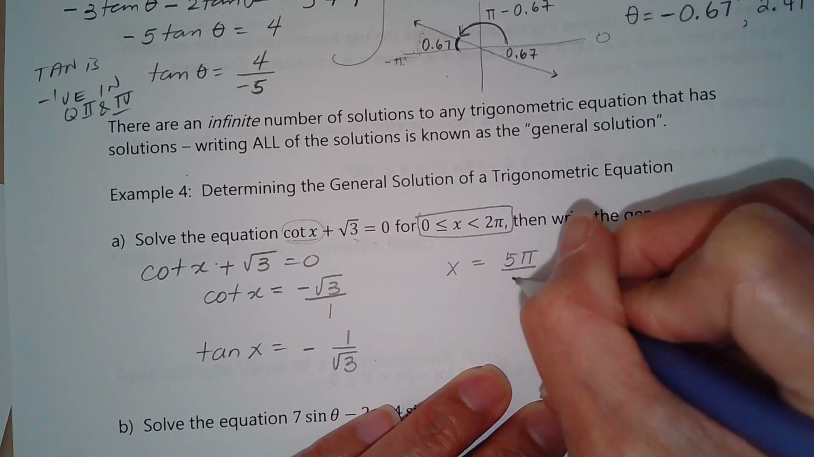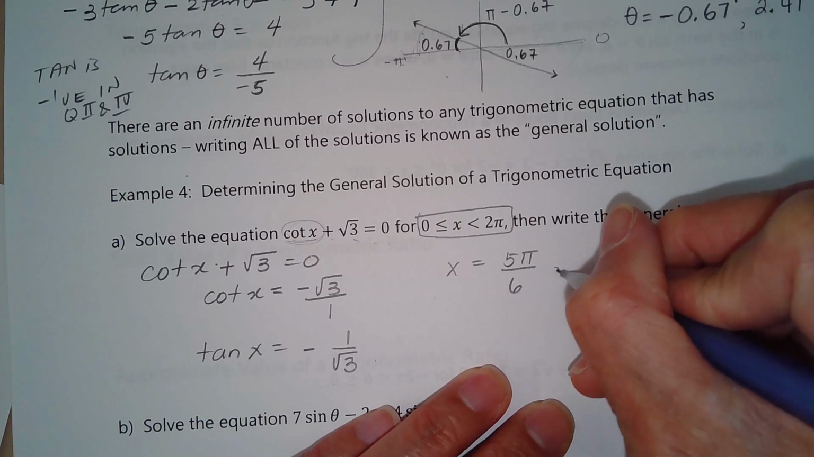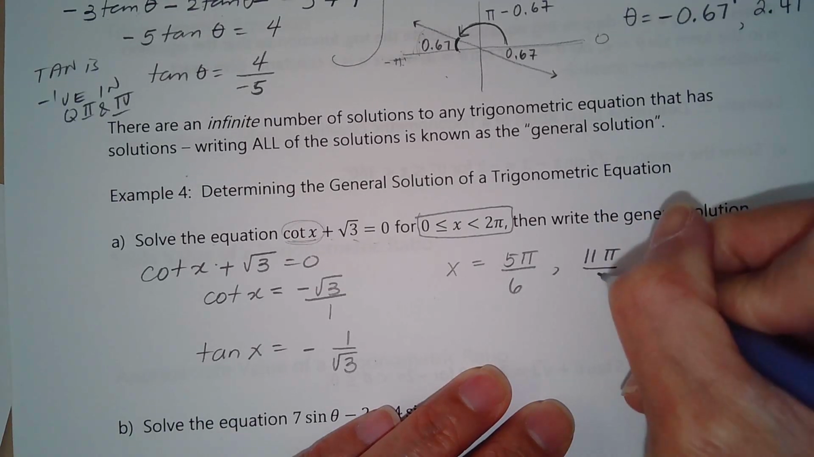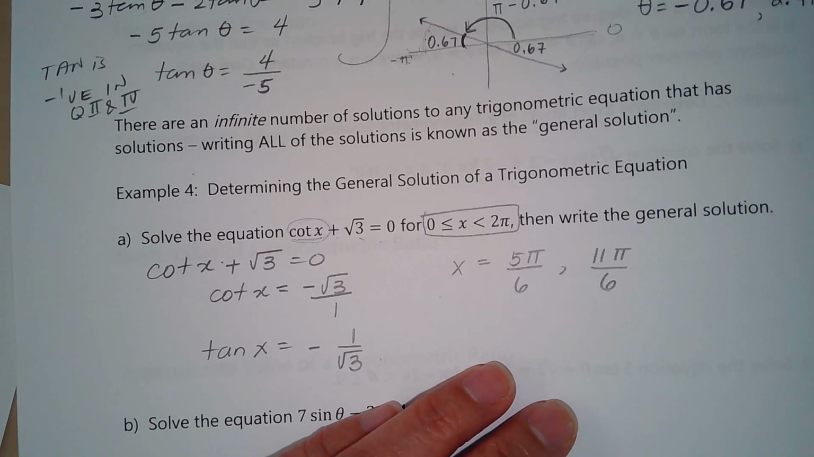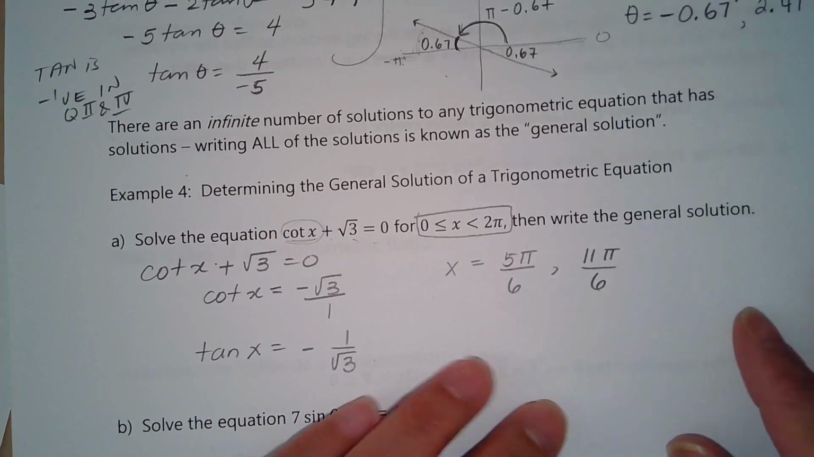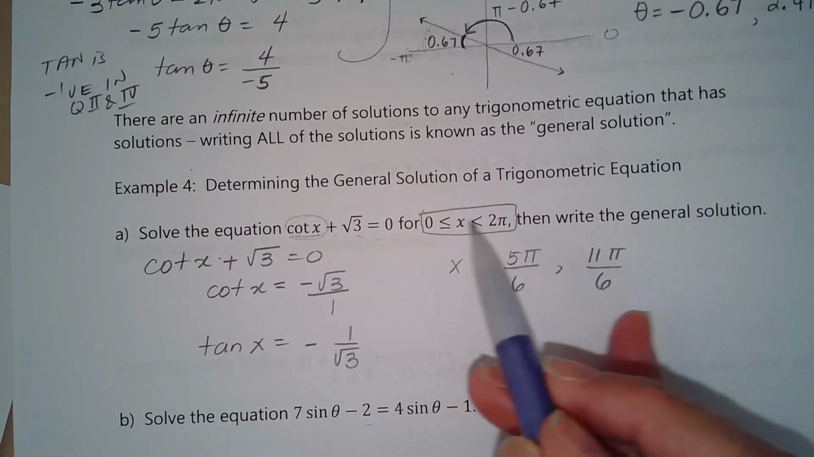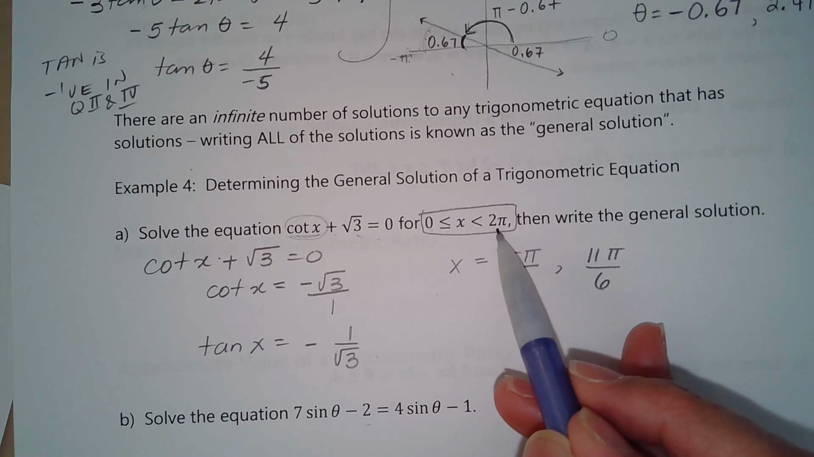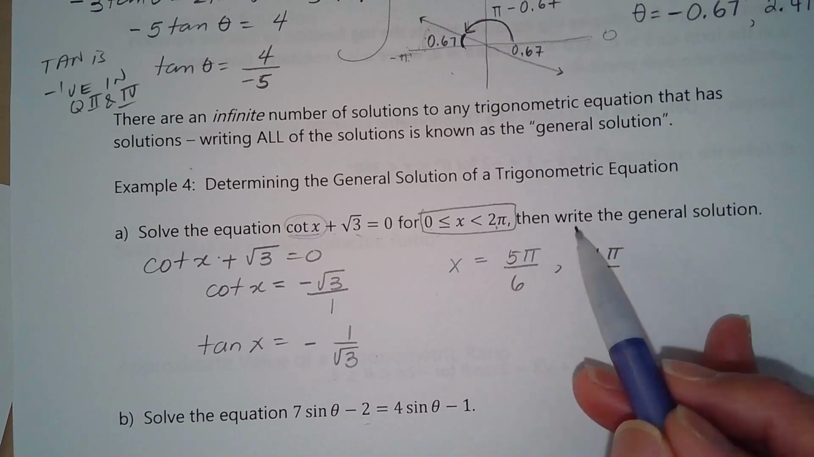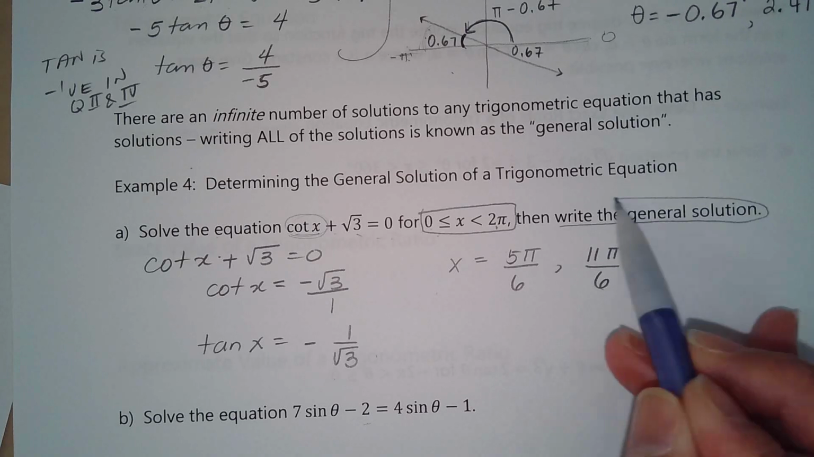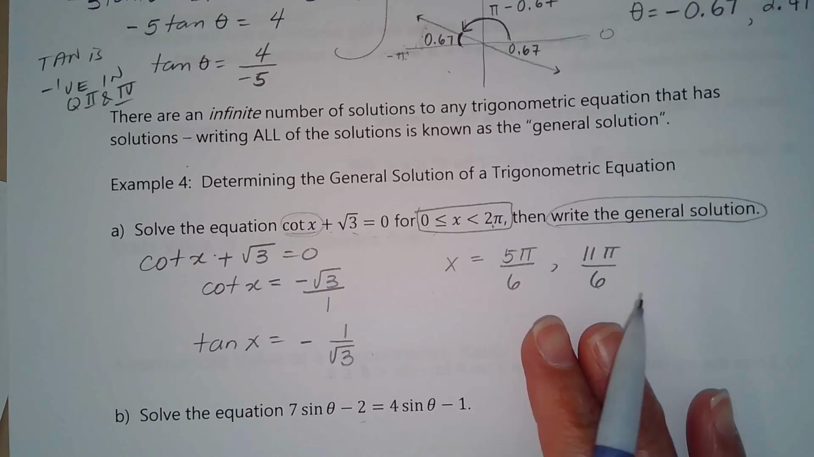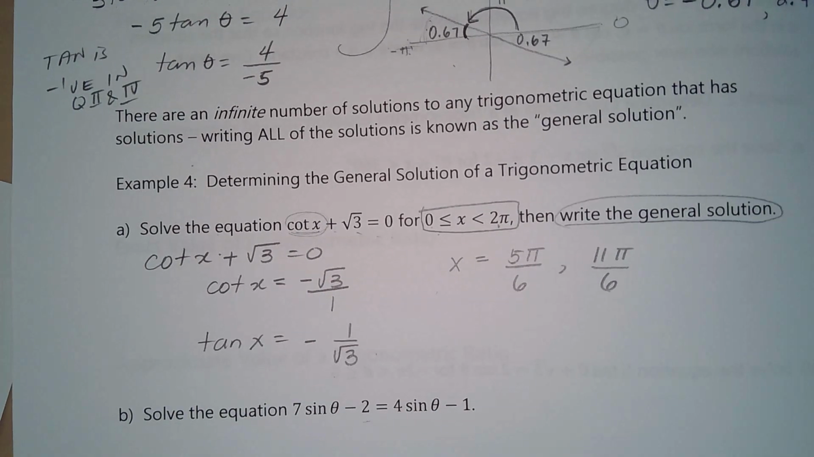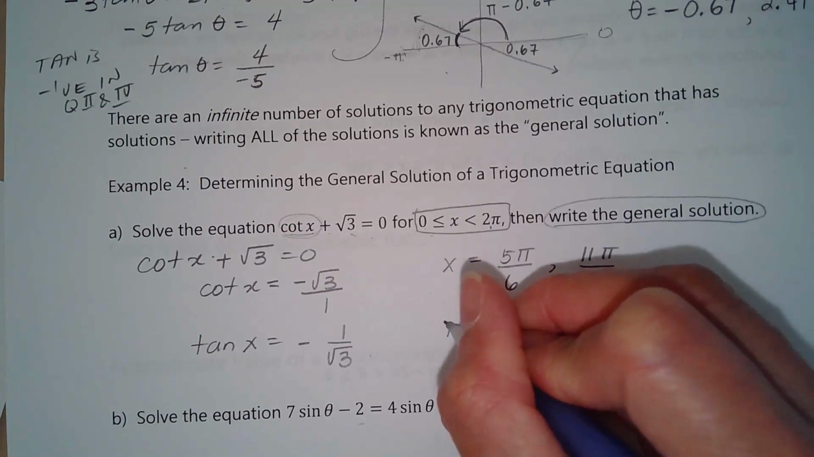5 pi over 6 and 11 pi over 6. Okay. So this is the solution from 0 to 2 pi. Now, what we're going to do is write the general solution. There's going to be infinitely many, right? There's going to be lots and lots of that. That will give you that solution. So this is the general solution.